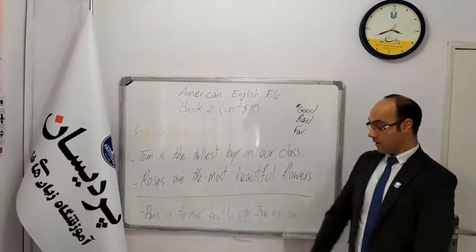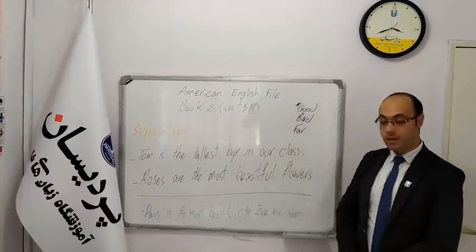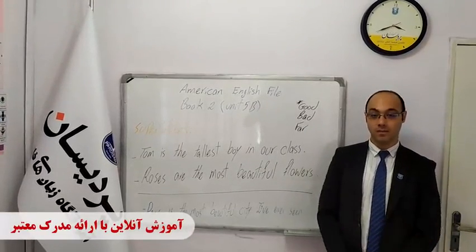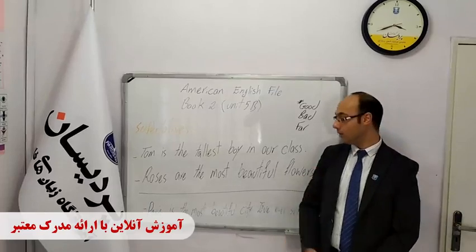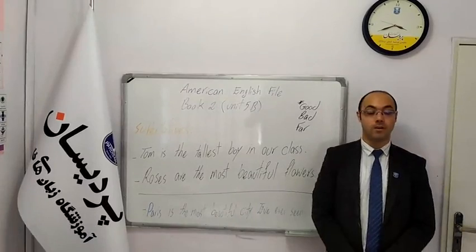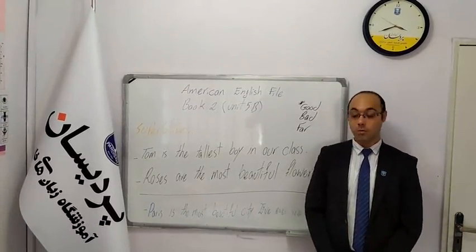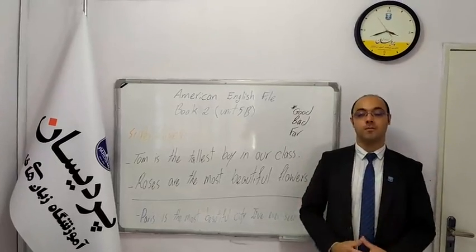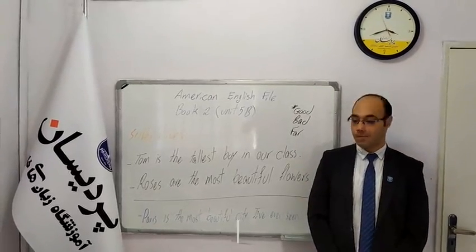For example, Tom is the tallest boy in our class. It means that in our class we have 20 students and Tom is the tallest one. Or roses are the most beautiful flowers in the world. So we compare Rose or Tom to a group of students or group of flowers.